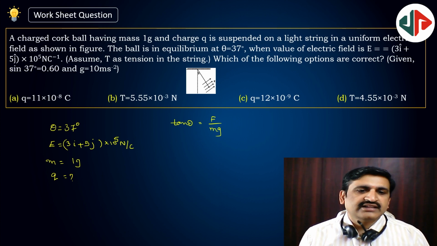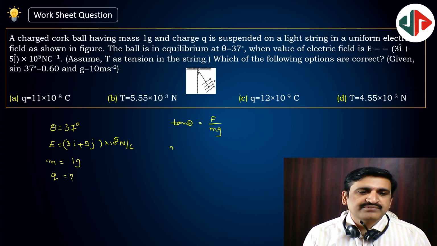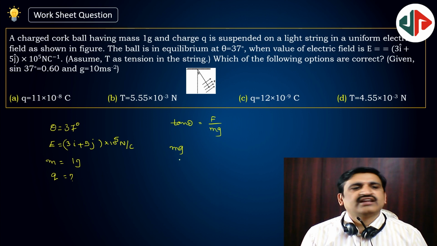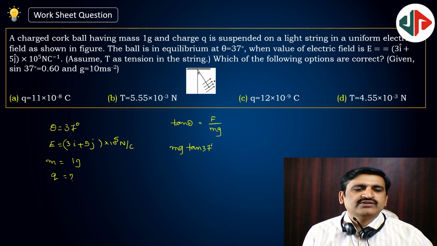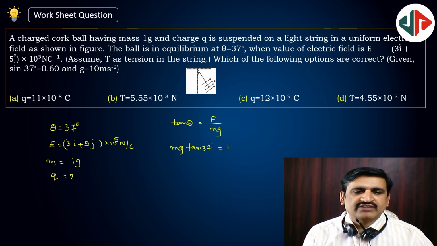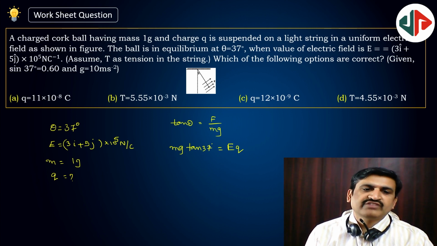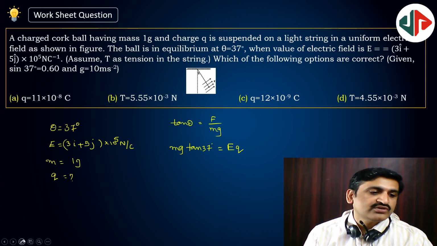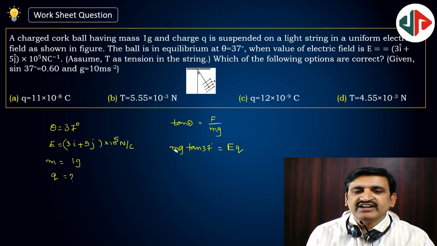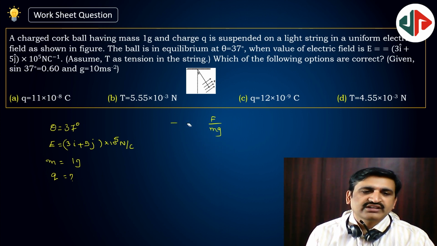So tan theta is equal to F by mg, tan theta value how much? 37. Okay, tan 37 is equal to F by mg. F is equal to EQ. Even if the field is horizontal, then this formula holds good, but if the field is not horizontal, then we'll go for resolving the field, and we can go in a better way than these two steps. We can go in a different way. That will be better, what I feel.